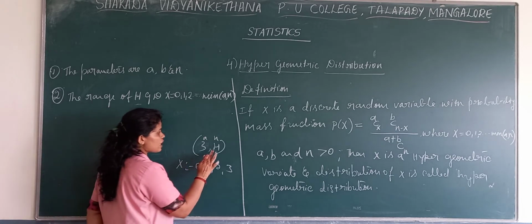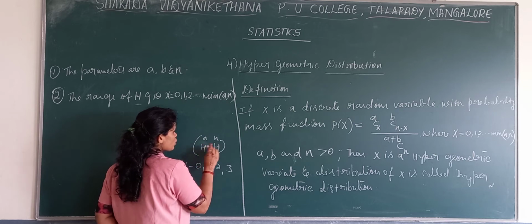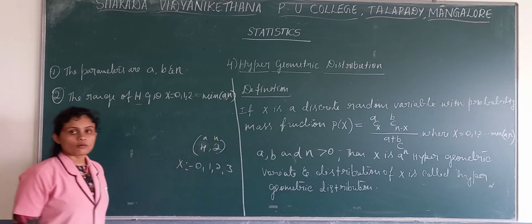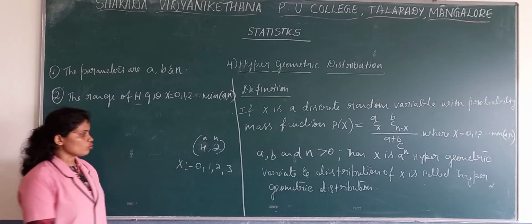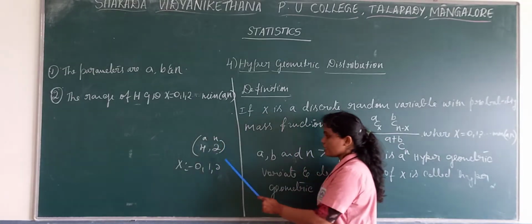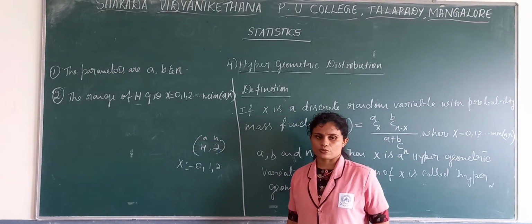Among a and n, whichever is minimum, that is the range for a particular problem. For example, in another problem, a is 4 and n is 2. What will be the range in this particular problem? Which is minimum? Minimum is 2. So here the range will go up to 2. So among a and n, whichever is minimum, that is the range of hypergeometric distribution.